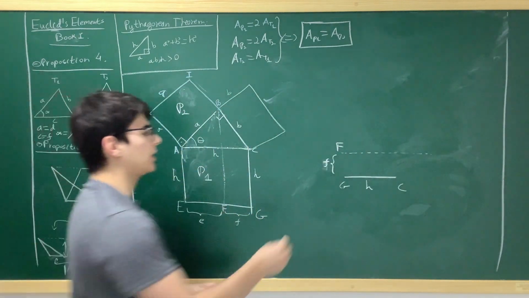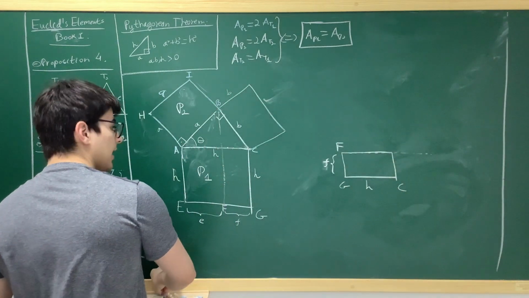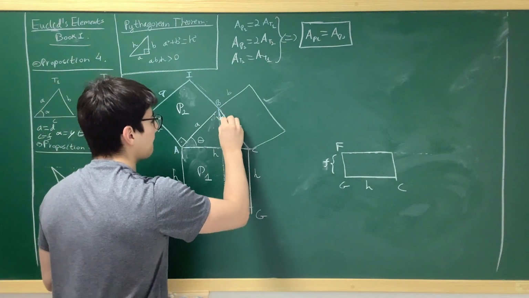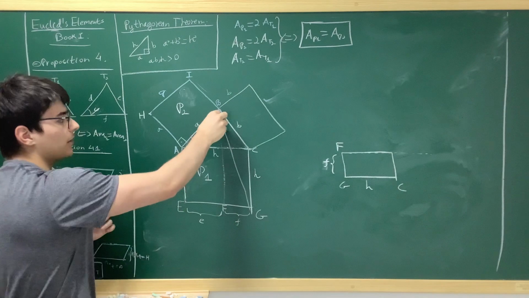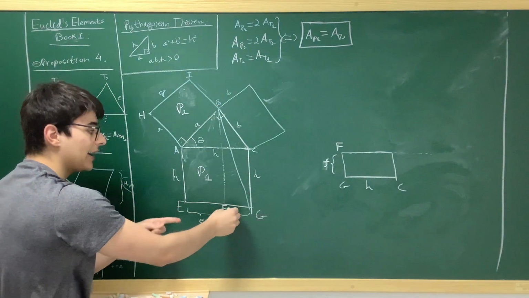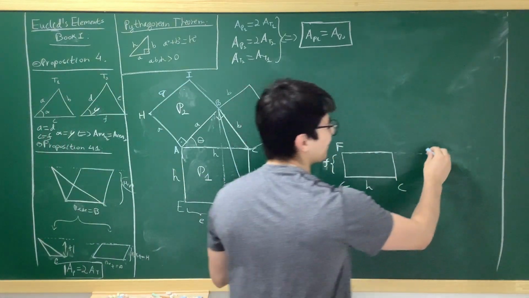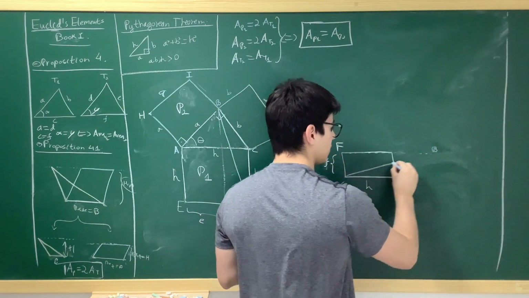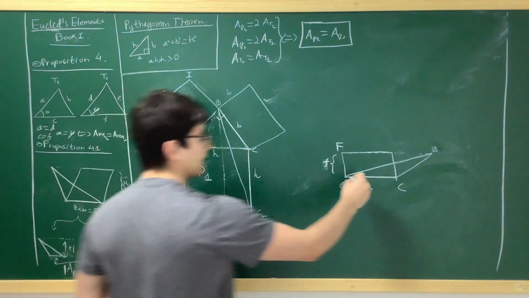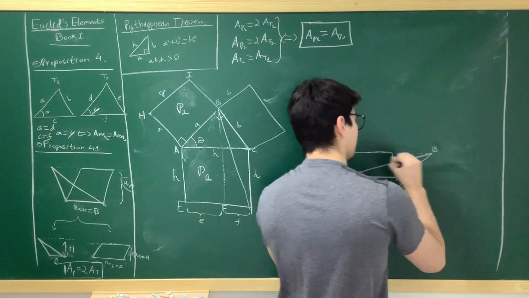Well, let's construct our rectangle. And, well, our triangle is going to look like this. Okay, it's going to be the same, but we're going from B to G. Why? Because, well, it lies on the same parallel, it has the same height and the same base, so we can actually use our proposition. So, just like this, okay. And just notice that, well, it has side H and side B.